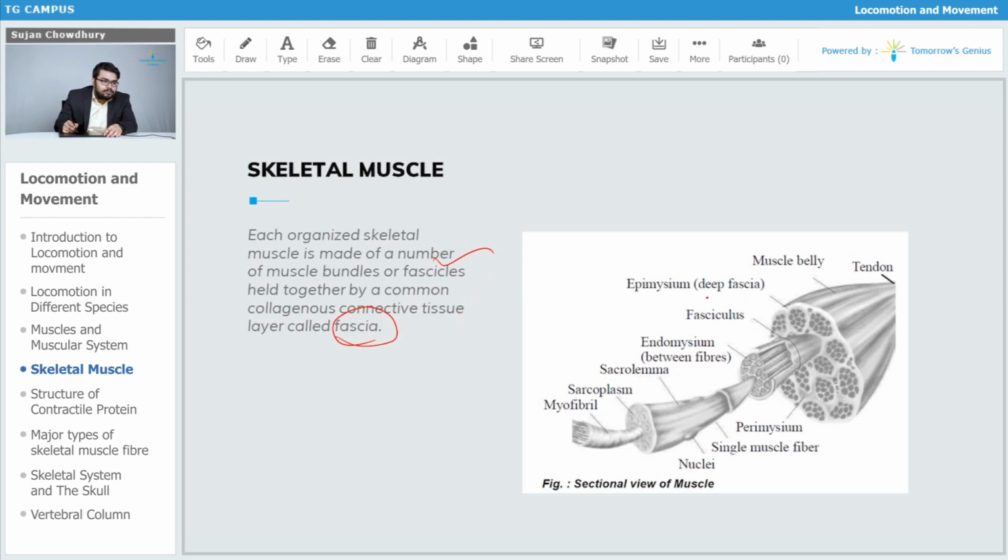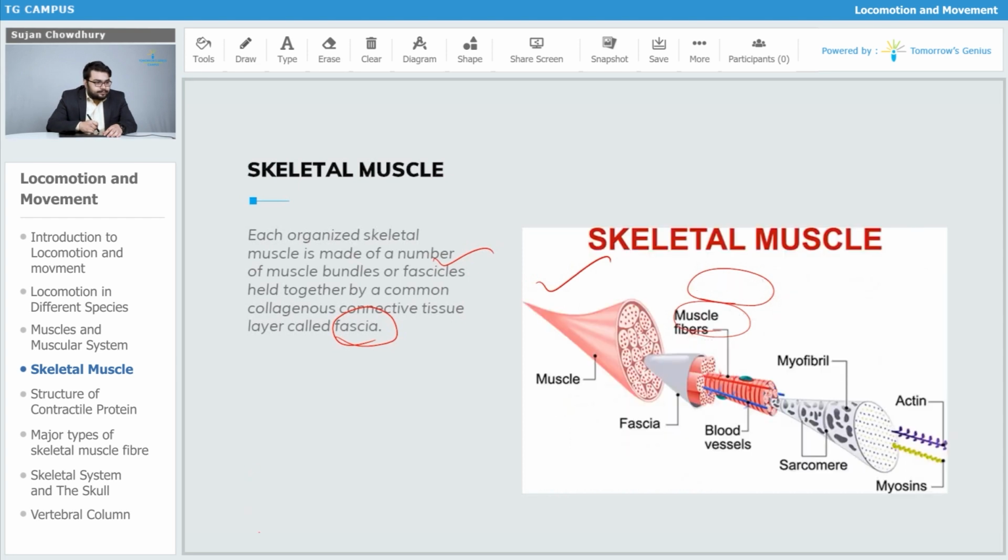Here we can observe the deep fascia and the fasciculus, which are basically holding the number of muscle fibers or bundles together in order to constitute the structure of the skeletal muscle as a whole. Here we can observe the structures well in detail. Here we can observe the fascia. And what is fascia? It is the collagenous connective tissue layer. It is made up of collagen protein.